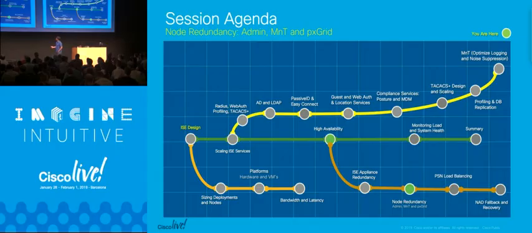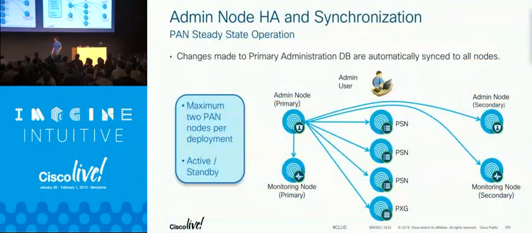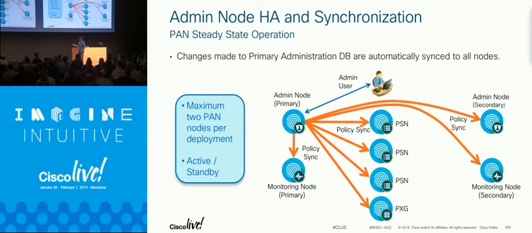All right. So the next topic would be node redundancy. And I'll go over admin, MNT, and pxGrid node, what happens when the admin node goes down, what happens when the MNT or pxGrid node goes down, and we'll look at that option. So let's start with admin node. Pretty much the way admin works is that if you have an admin node, the admin will log into this primary node and configure the ISE deployment.